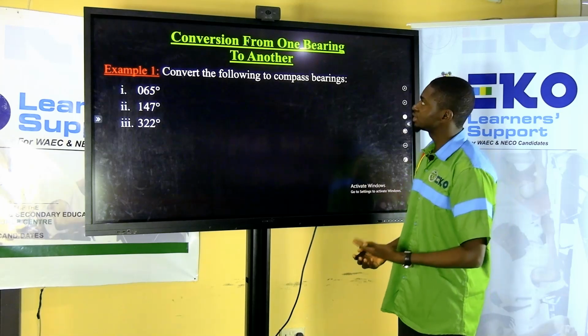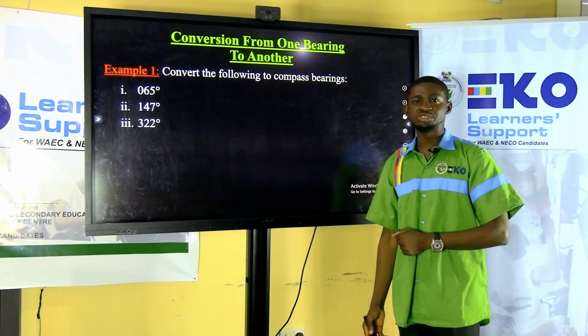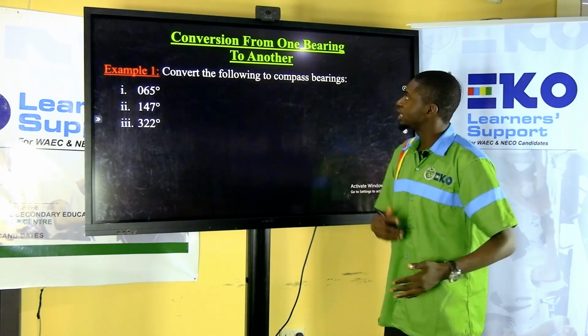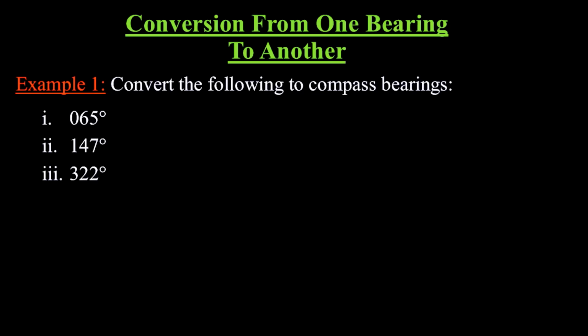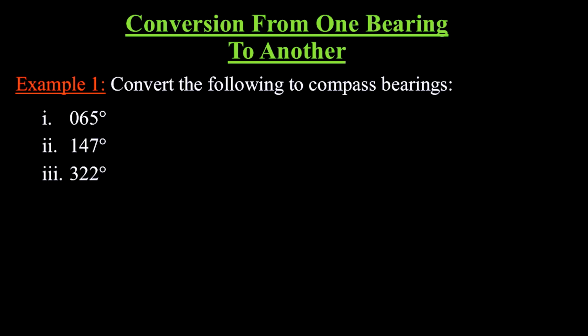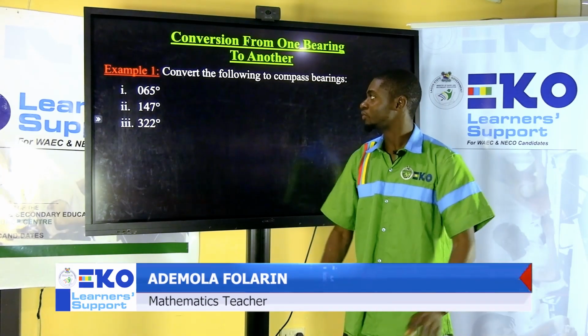Now, we have learned about compass reading, and we have also learned about three-figure bearing. It is time to learn how to convert from one bearing reading to another. That is, to convert from three-figure to compass bearing or from compass bearing to three-figure. That is very simple. We must learn that. This example says, convert the following to compass bearing. Remember, it is three-figure bearing. We are to convert it to compass bearing. And I want us to understand the rudiment of it because it's very simple.